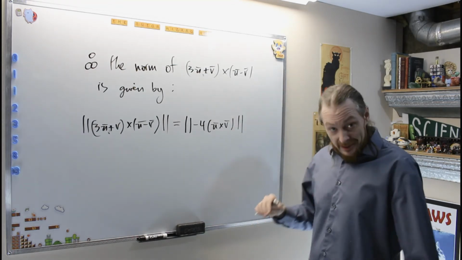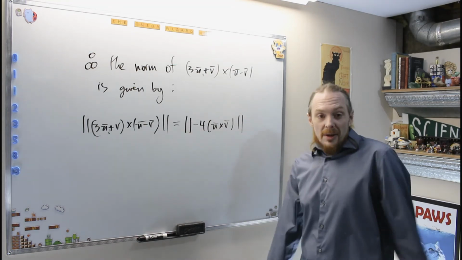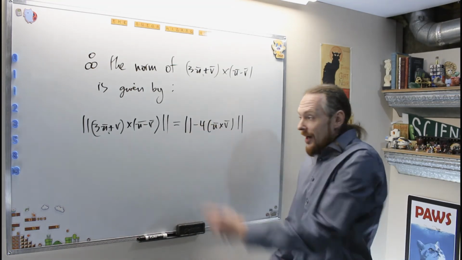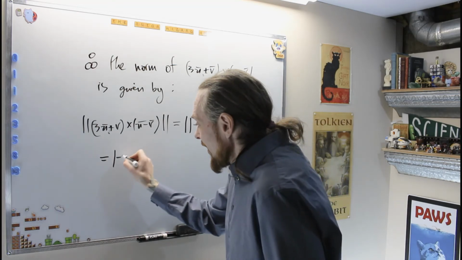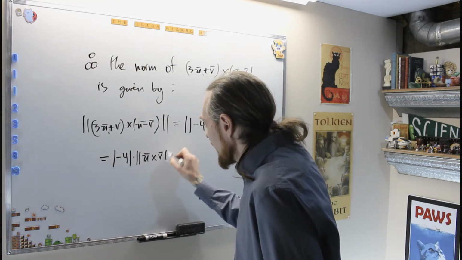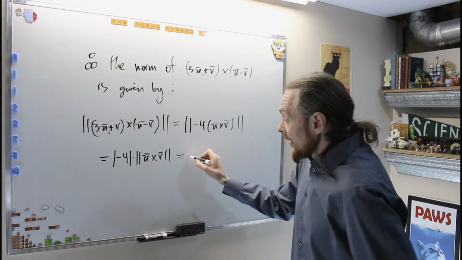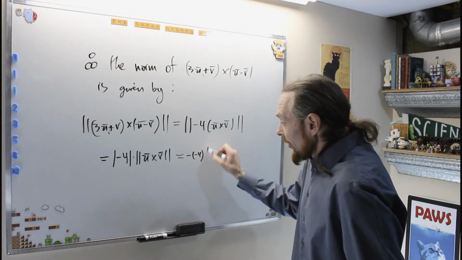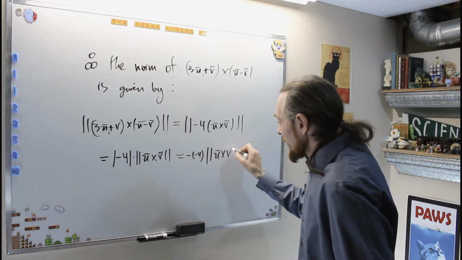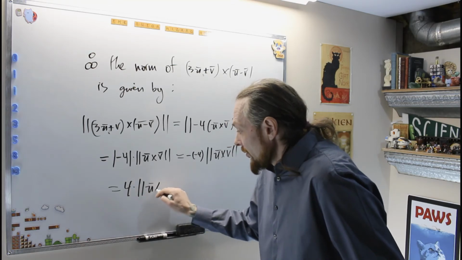Now I'm going to use properties of the norm, and take the negative 4 out. So this is equal to the absolute value of negative 4 times the norm of u cross v, which is equal to 4 times the norm of u cross v.